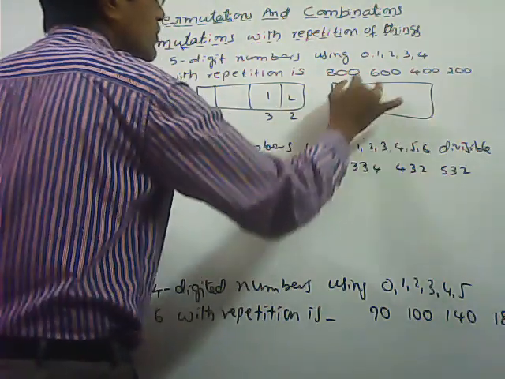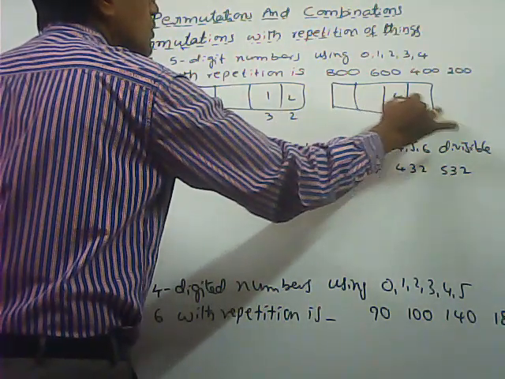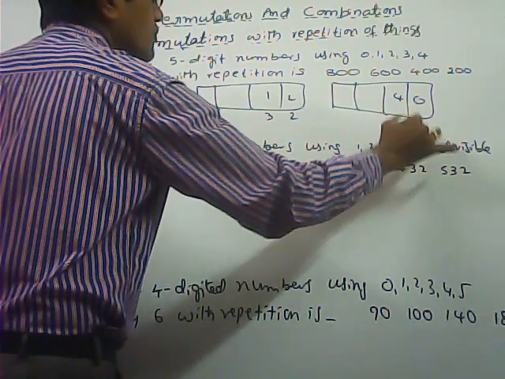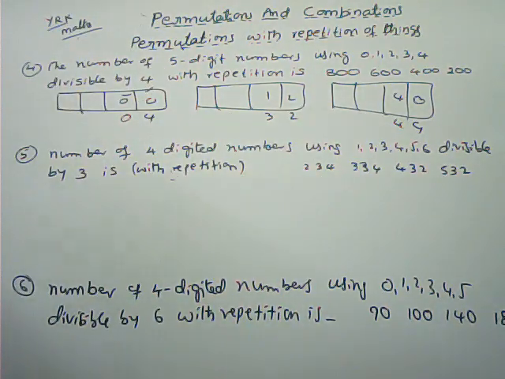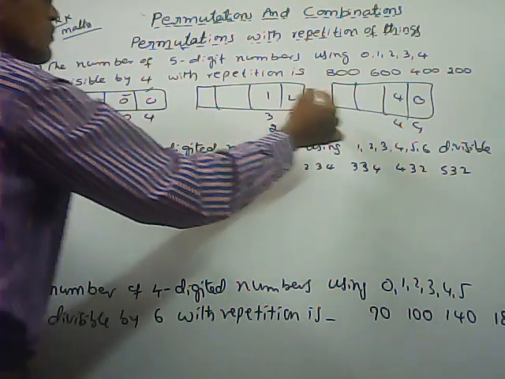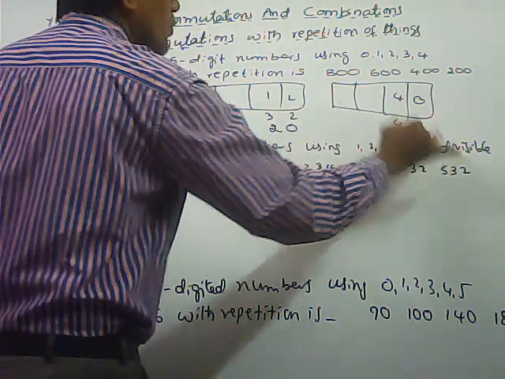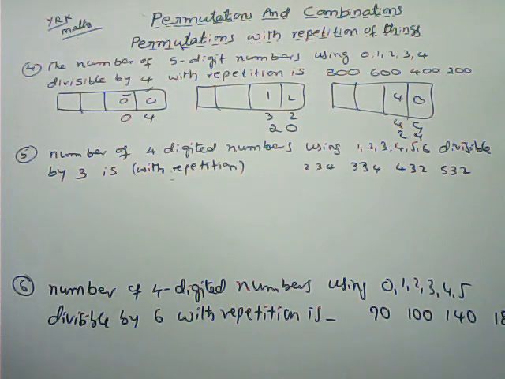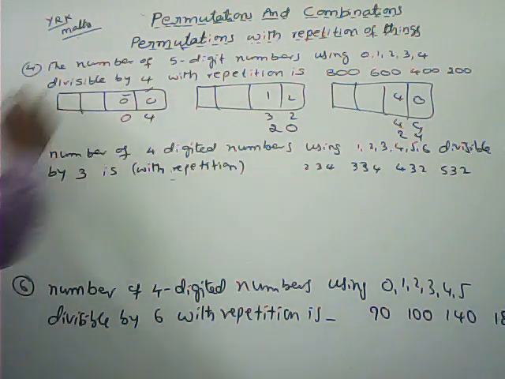Next, 4 0, 4 2, 4 3, 4 4. Total how many we are getting? 1, 2, 3, 4, 5, 6 we are getting. So 6 two-digit numbers are there. And one more also we can keep, 2 0 also can keep, 2 0, 2 4. I did not see that one, 2 0, 2 4. Total how many are there? 3 plus 3, 6 plus 2, 8 are there.